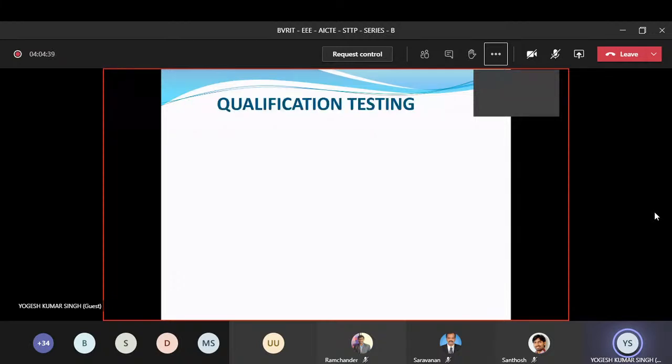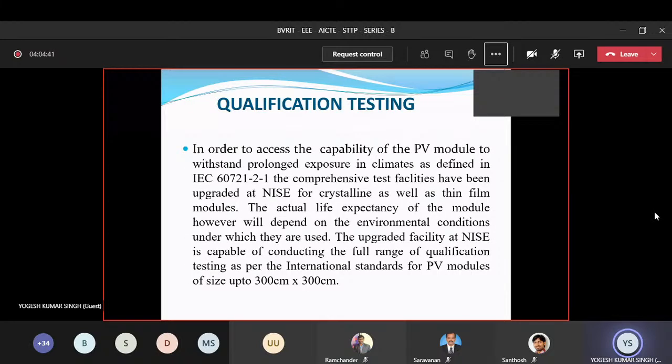Now we talk about qualification testing. A lot of the qualification testing happens in different laboratories. I am working at the National Institute of Solar Energy. We have different types of facilities there, like thin film modules and other things. Apart from that qualification testing, we have different types of environmental conditions and procedures for the module. The IV characteristics.